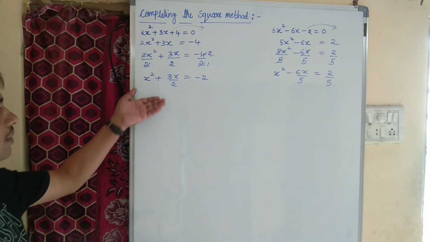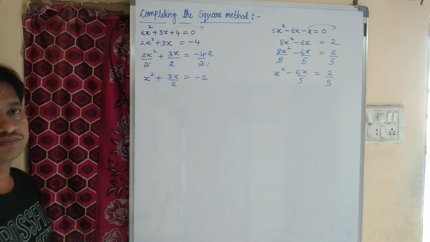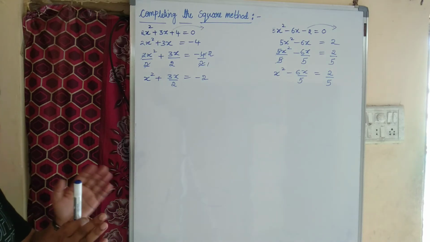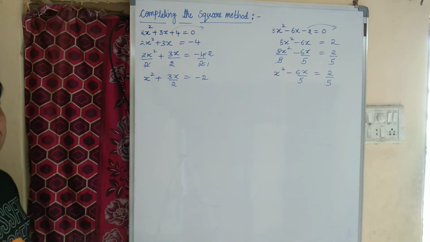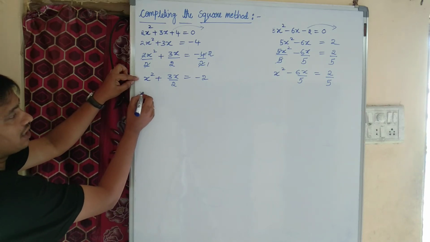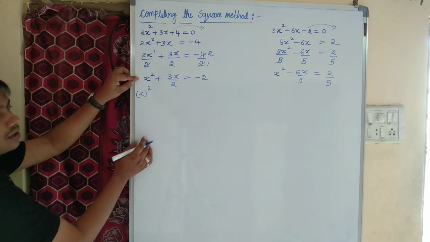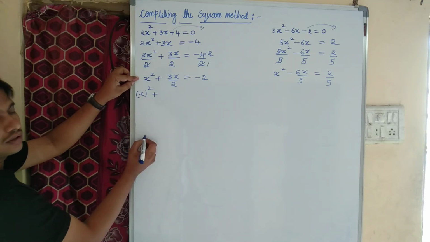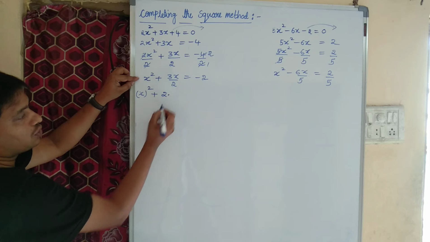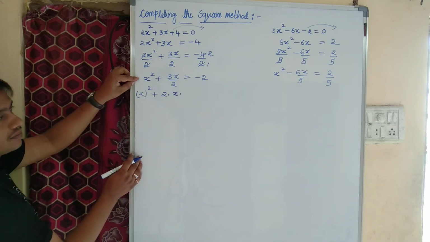Here we have to apply the (a plus b) whole square formula. Here we need to apply the (a minus b) whole square formula. Now we need to find the value of b, so we have to do some adjustment. So x square I can write as x whole square, plus, children listen carefully, we have the formula 2 as the value of x.